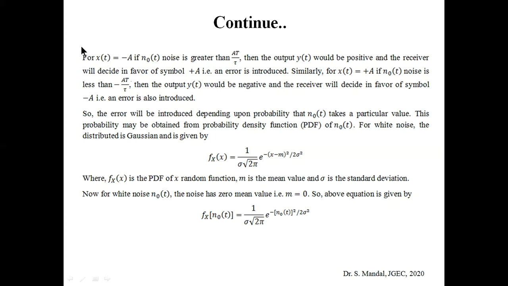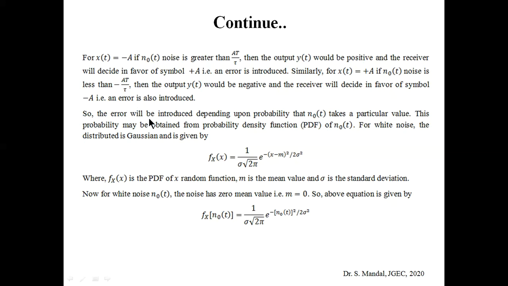That's why it is mentioned here that for x(t) equal to minus A, if n0(t) is greater than AT by tau, then the output y(t) would be positive and the receiver will decide in favor of plus A. That means an error is introduced. Similarly, if x(t) equal to plus A and if the noise n0(t) is less than minus AT by tau, then the output y(t) would be negative and the receiver will decide in favor of symbol minus A. That means an error is also introduced in that case.